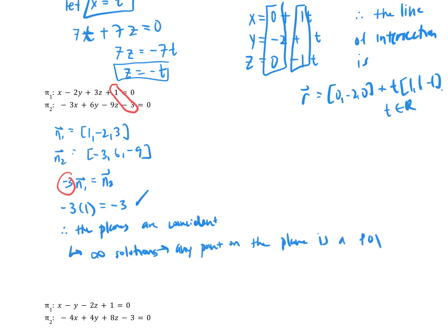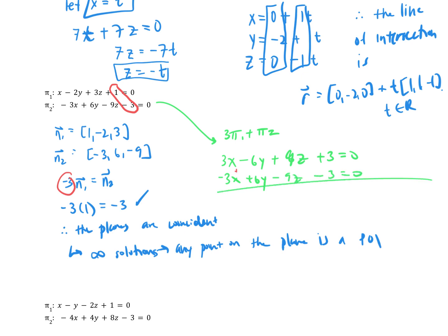Now, let's say you didn't check the normals to begin with and you went straight to your elimination. Let's see what that would look like. Well, let's say I wanted to eliminate the x's, and I said I'm going to multiply plane 1 by 3, and then I would add it to plane 2. Okay, so that would be 3x minus 6y plus 9z plus 3 equals 0. Plane 2 is -3x plus 6y minus 9z minus 3 equals 0.